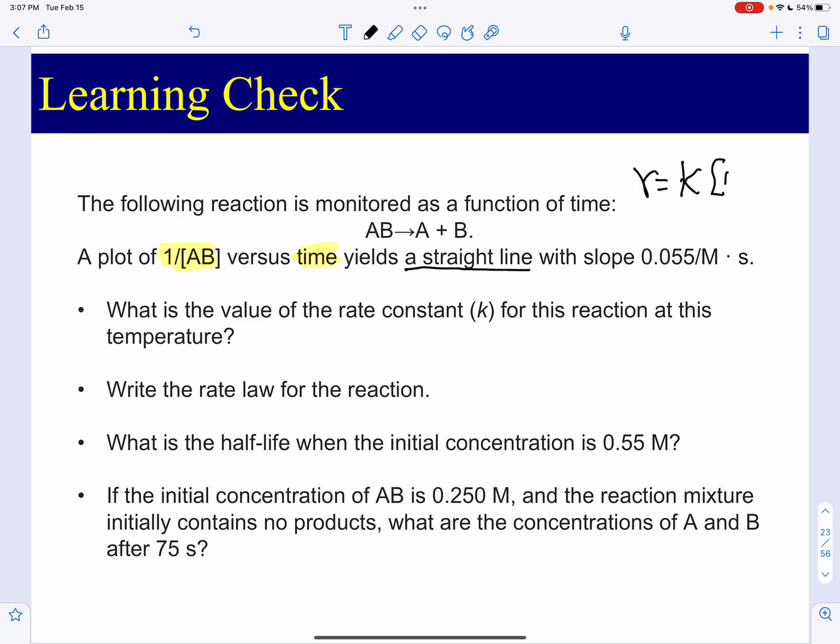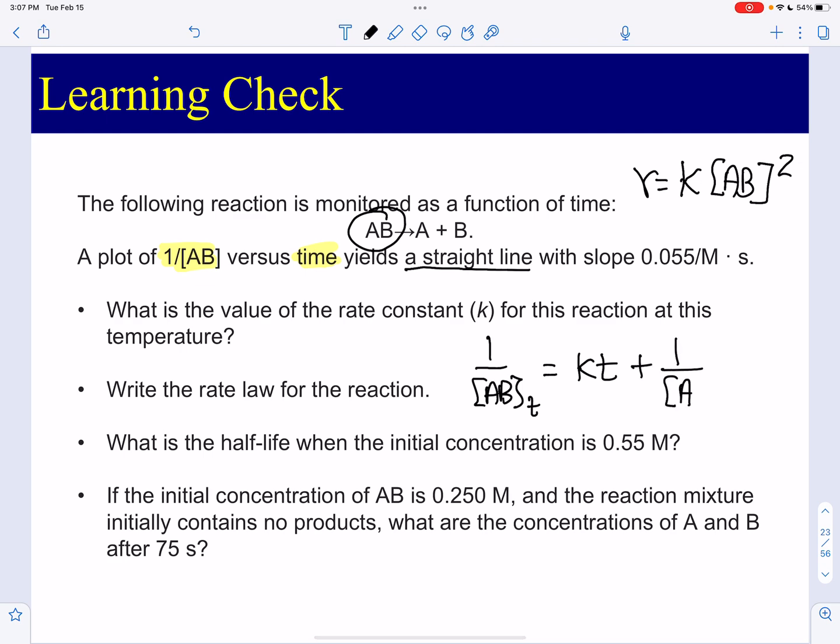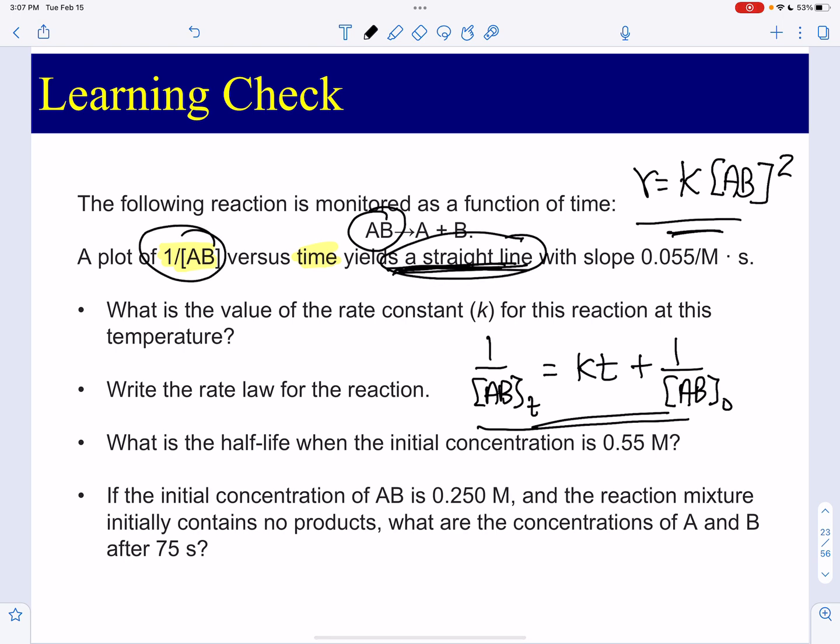So the rate law is R equals the rate constant times the concentration of AB, right? It's always the reactant to the second order. So that would be our rate law. And we know that the integrated rate law is 1 over AB at a given time equals kt, the k is positive, plus 1 over AB initial. So we have our rate law and our integrated rate law, because we know from the graph that this is second order.